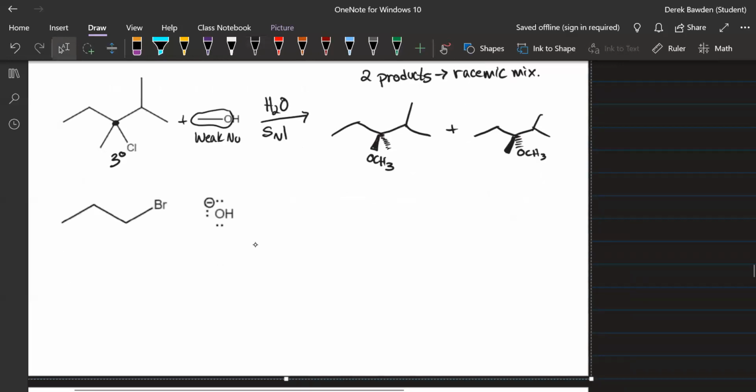So let's do this next one. We have a strong nucleophile and a 1-degree alkyl halide. So what does that tell us, SN1 or SN2? Man, you guys are on to it. SN2. Perfect. So we have a strong nucleophile, we have a 1-degree alkyl halide. So SN2. We want an aprotic solvent now.